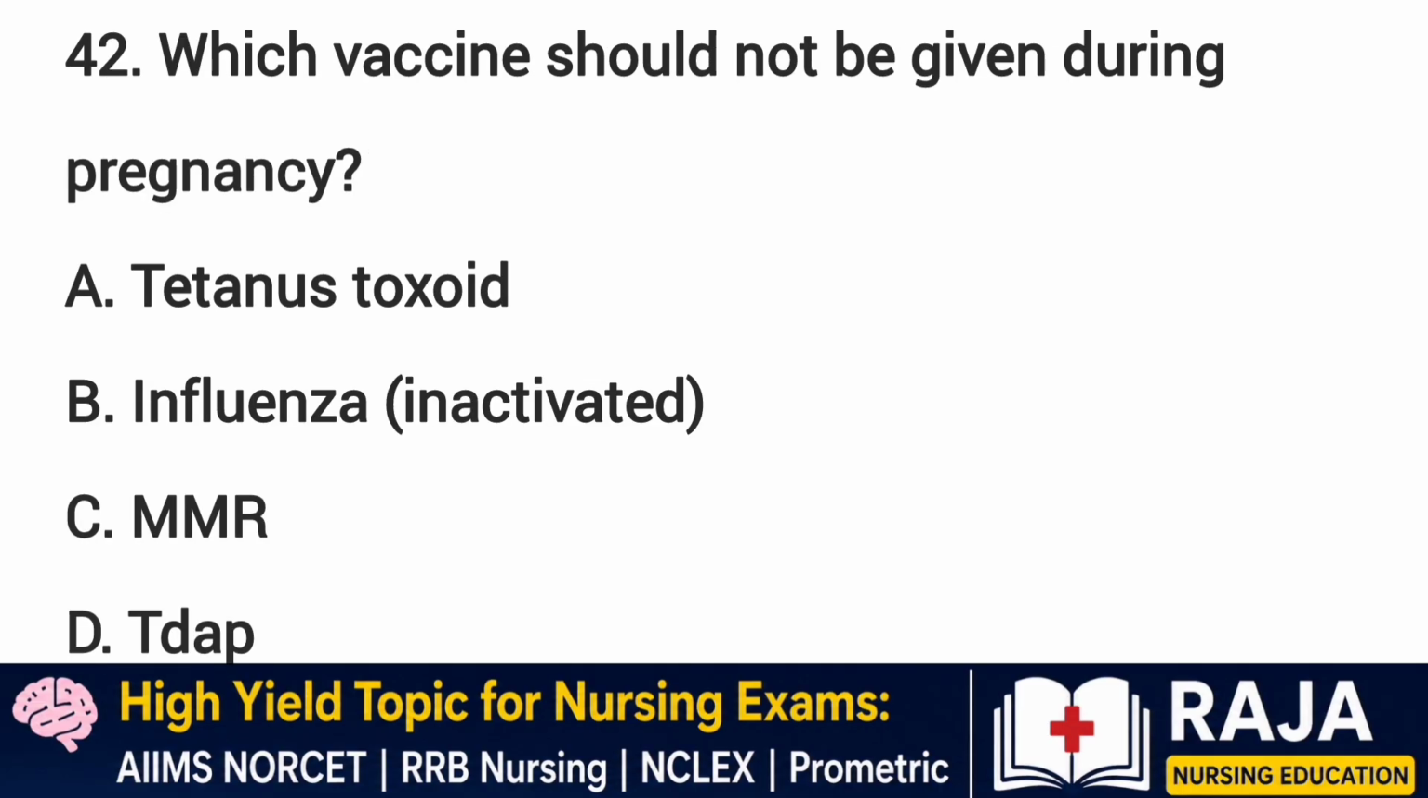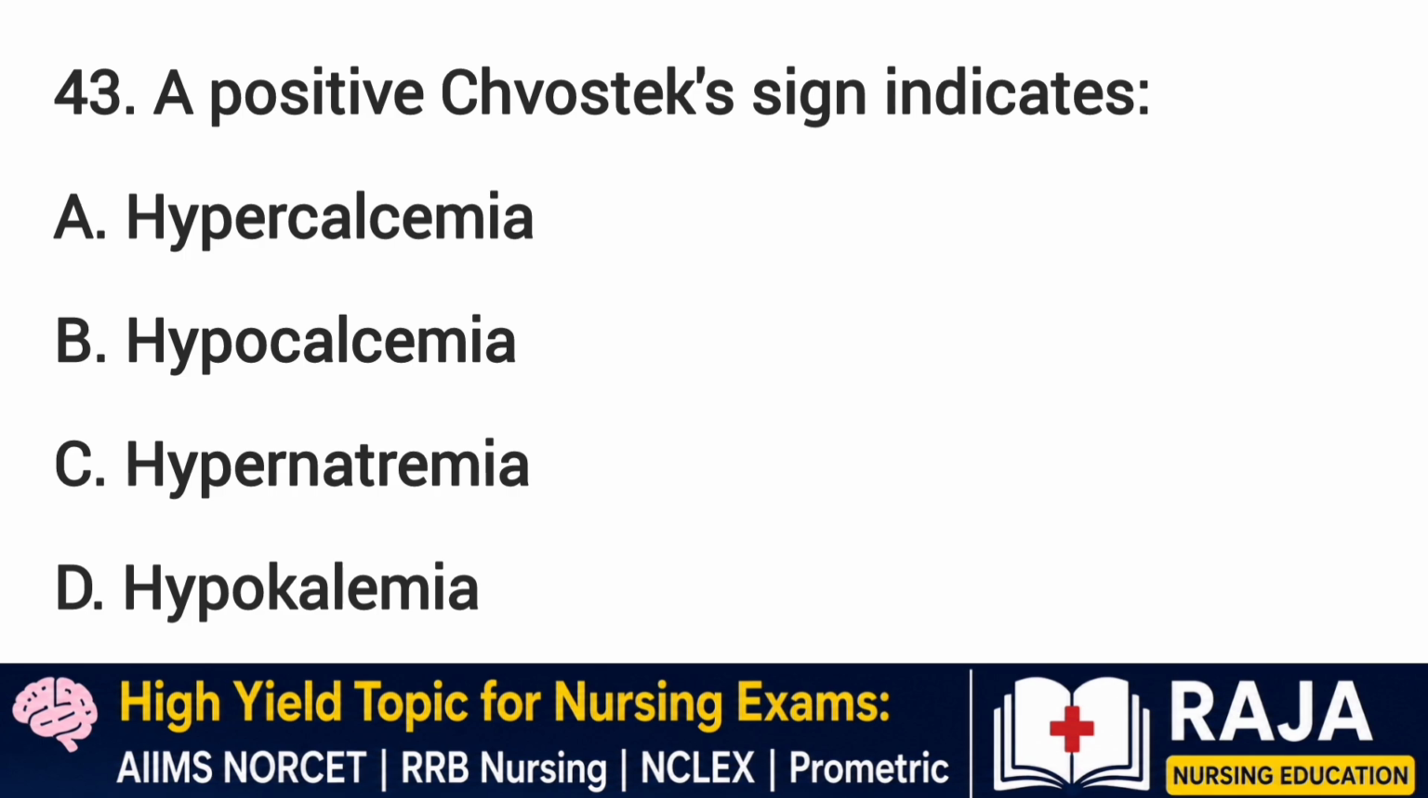Which vaccine should not be given during pregnancy? The option is C. MMR vaccine should not be given during pregnancy. A positive Chvostek sign indicates? Answer is option B. Hypocalcemia.